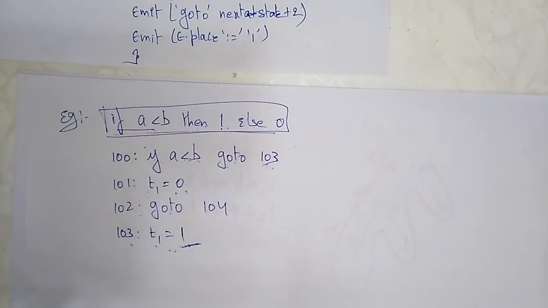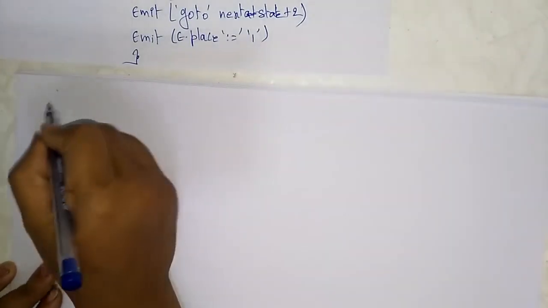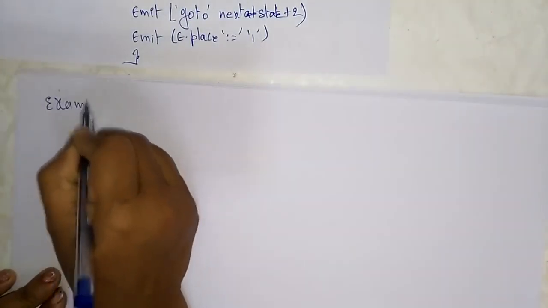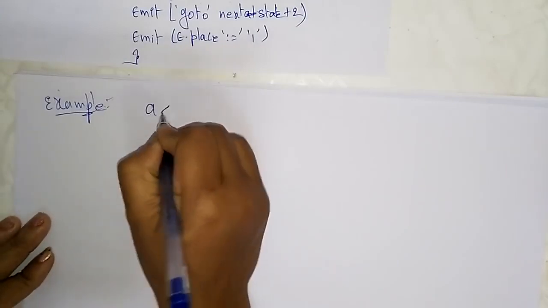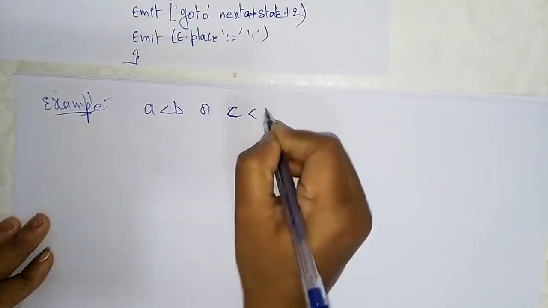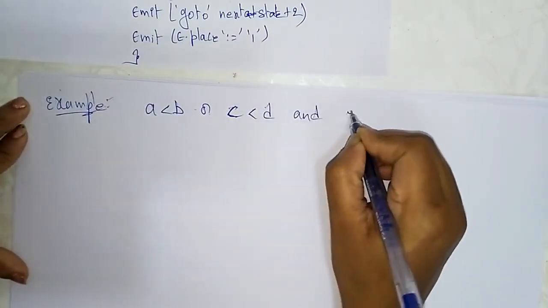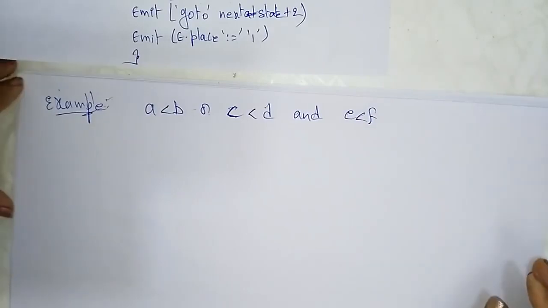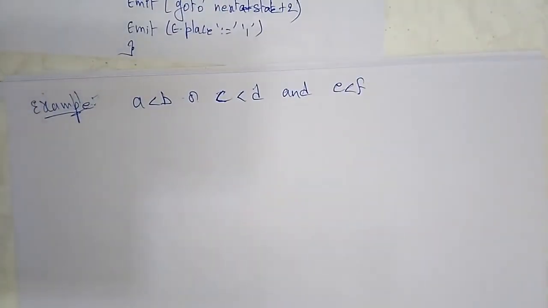So let's take an example which covers all the operations. Let me take a new fresh page and let me explain the example which covers all the productions and their actions. A less than B or C less than D and E less than F. Okay, let's take these as the productions. So for this, what are the actions that we have to take?